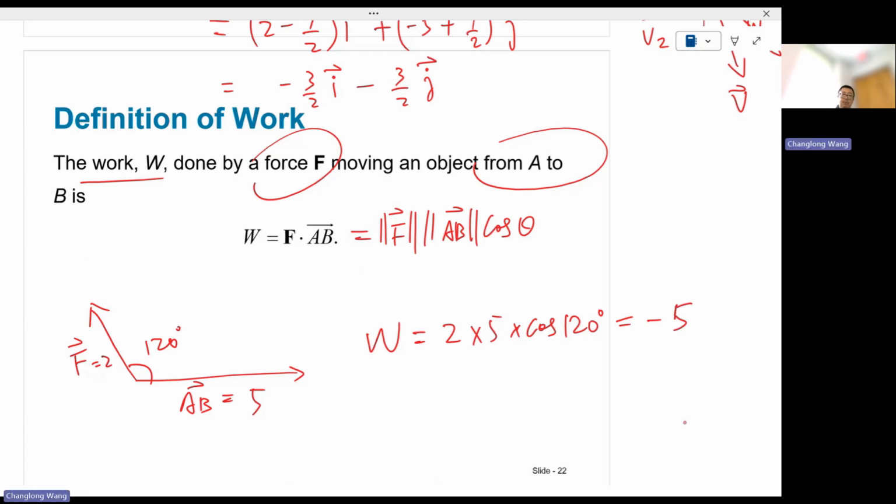Okay, that's it. If they told you the magnitude of the two vectors, the force and movement, and also they tell you the direction in such a way that you can find out the angle in between the two vectors, that's what you do to find out the work.